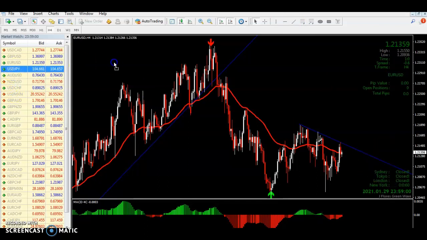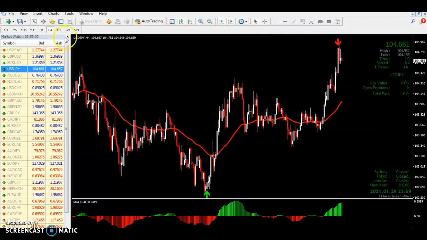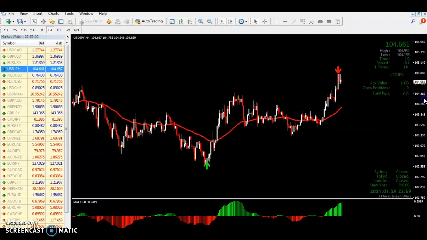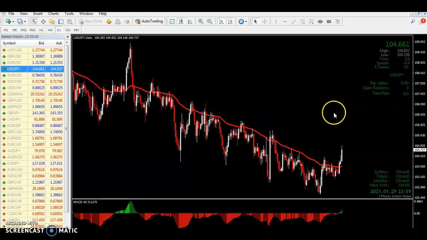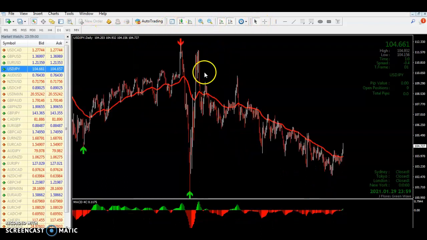USD JPY. Okay, that's what we got on the 4 hour. We see the structure right there, and I can see the structure pretty much completed. Let me see what we got on the daily. We see a long. This is, believe it or not, a correction for this move right here.